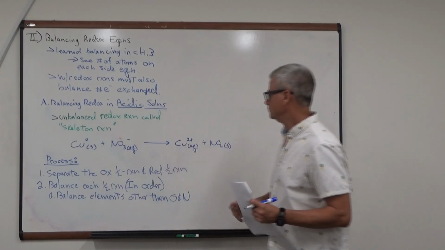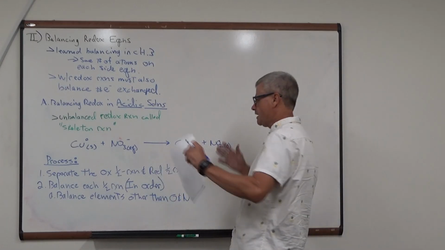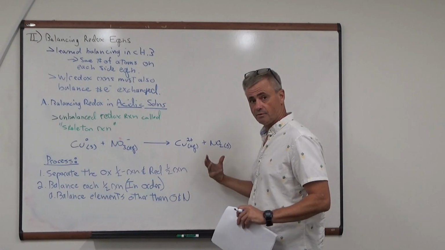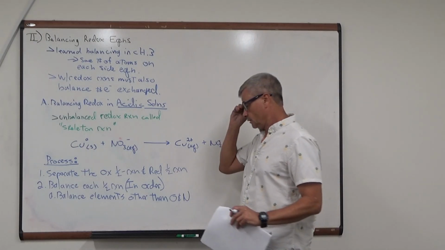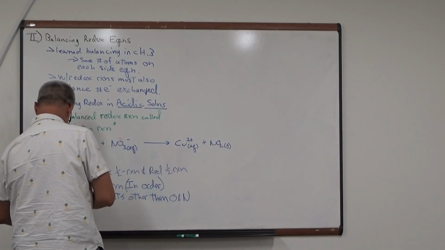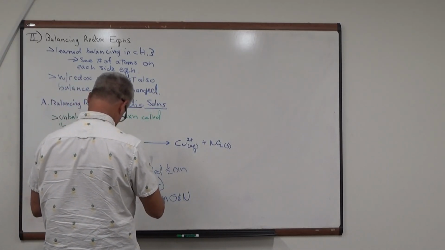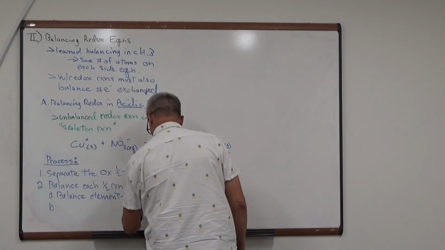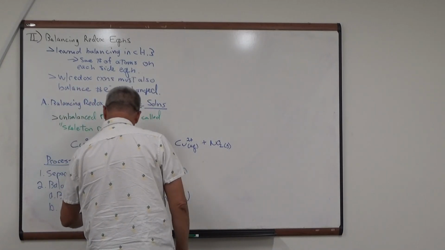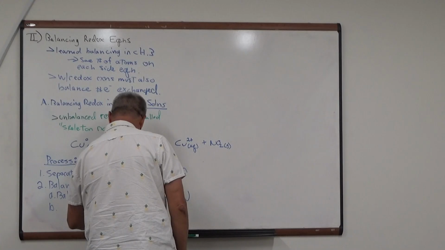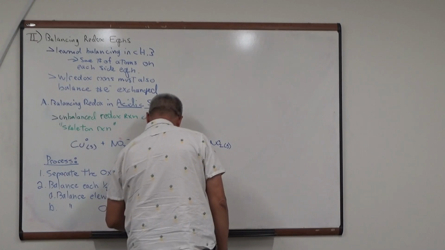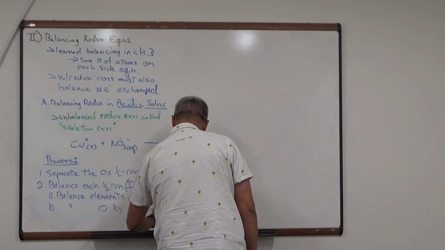If your half reaction had 2 chromiums on one side and 1 chromium on the other, you would need to balance that part. And now we'll deal with oxygen and then hydrogen. Let me underline other. All right, and then balance oxygen by adding H2O.